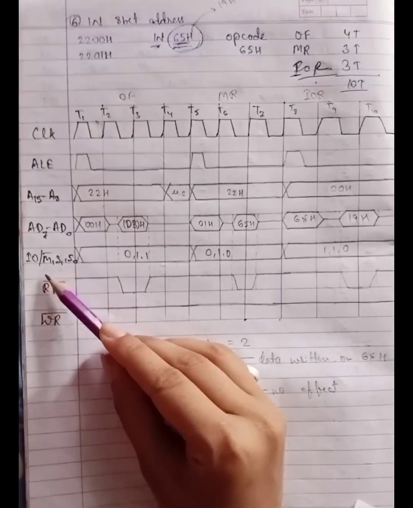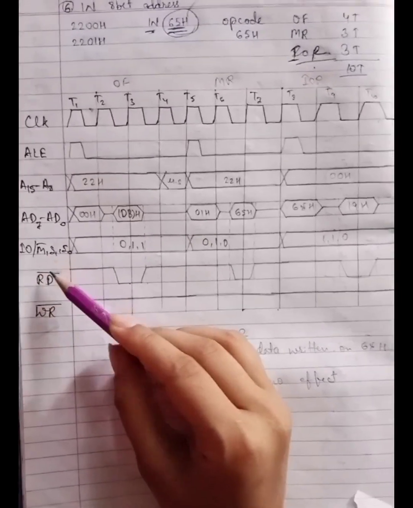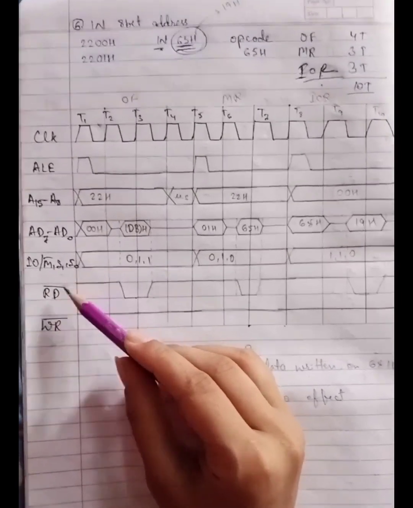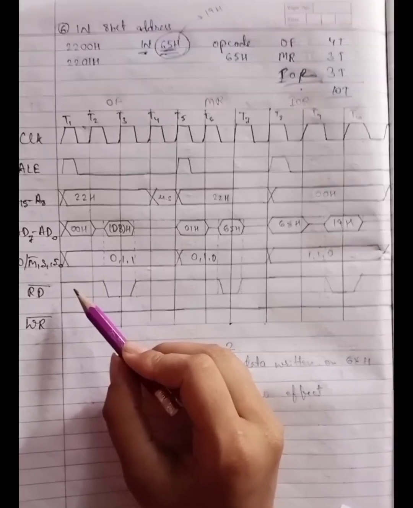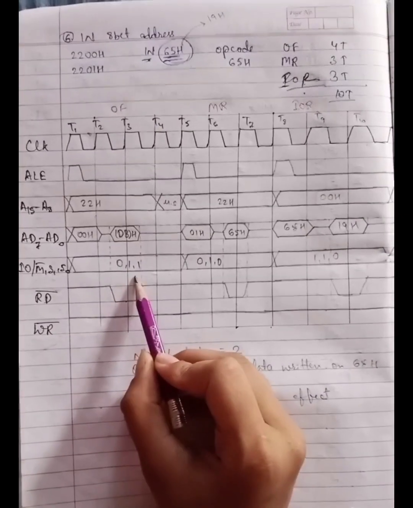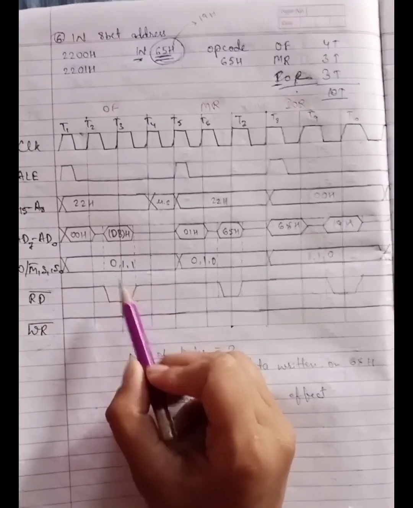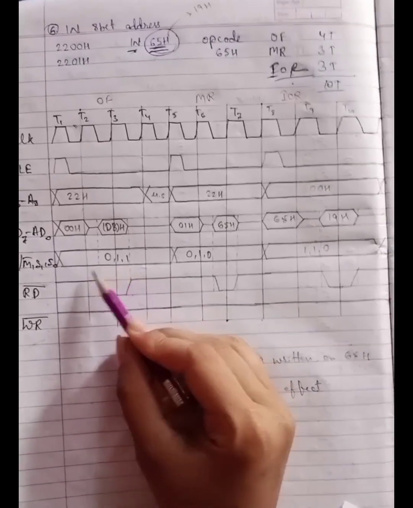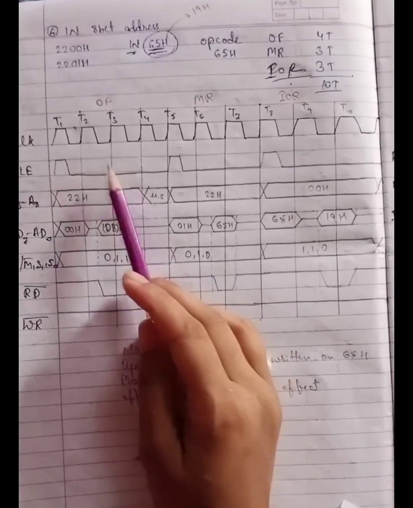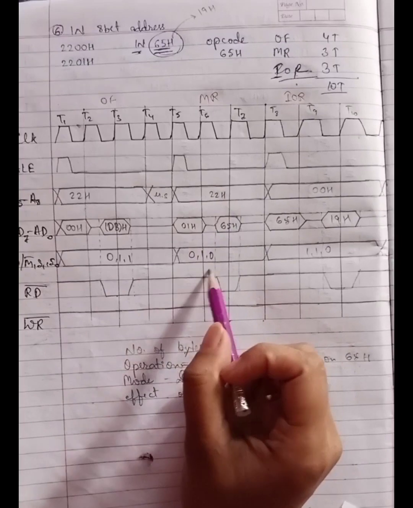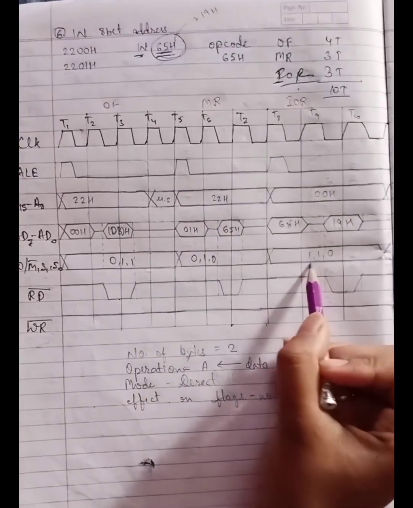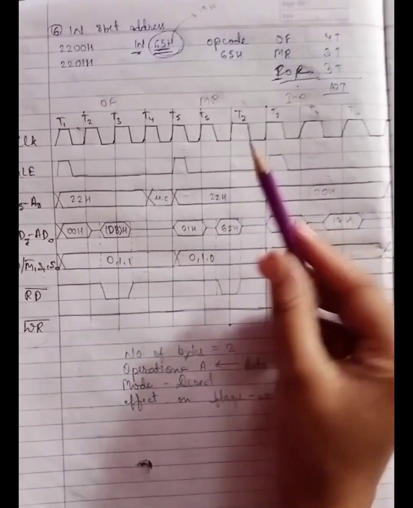Coming to IO/M bar, S1 and S0, our status lines. We have read about this, and according to what we remember, we have written 011 for opcode fetch, 010 for memory read, and 110 for IO read, right?